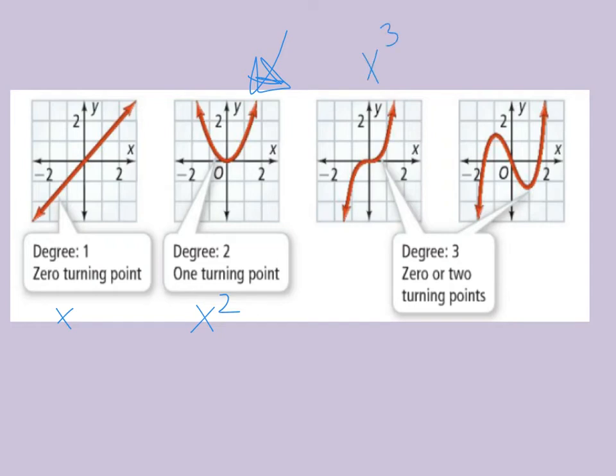Now, the difference between these two equations, they both have a degree of 3, but this one has 2 turning points. So how would you get that? This is the parent function of x cubed. This would be something as if I had x cubed minus 4x squared plus x minus 10. That could be the equation for this last one.